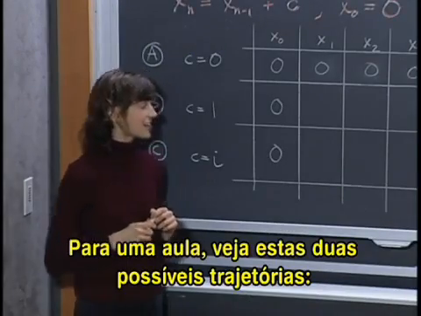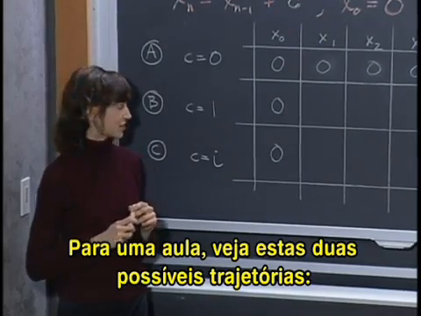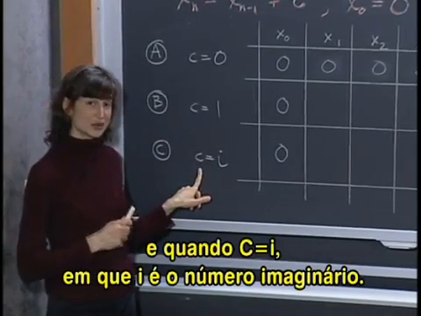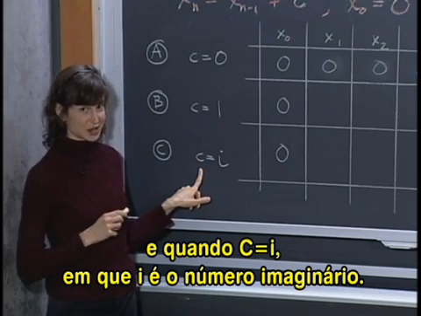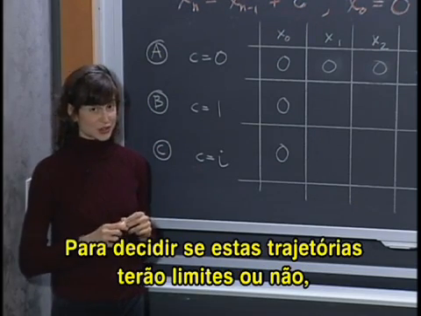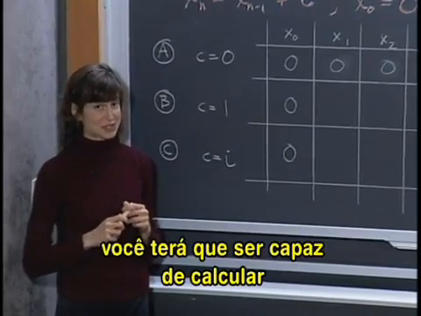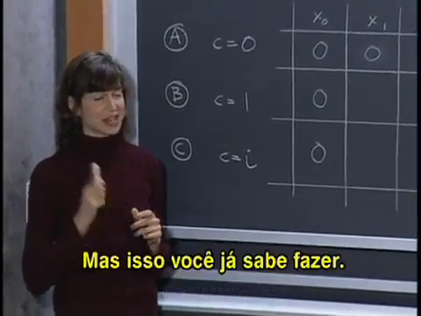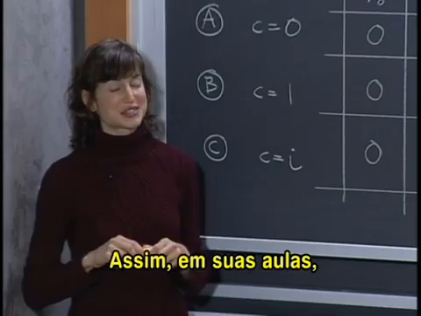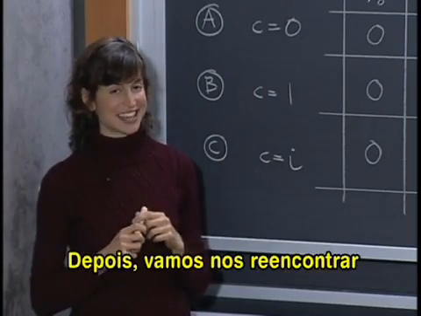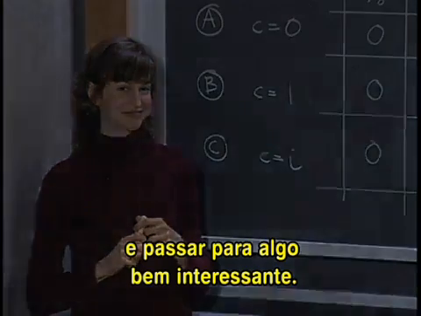Now, as a class, consider these two possible trajectories. The choice when c equals 1 and when c equals i, where i is the imaginary number. Now, in order to decide whether these trajectories will be bounded or unbounded, you're going to need to be able to take the absolute value of a complex number. But that you already know how to do. So with your classes, decide if these trajectories are bounded or unbounded. Then we'll come back together and move on to something exciting.